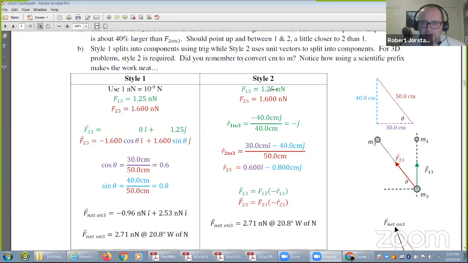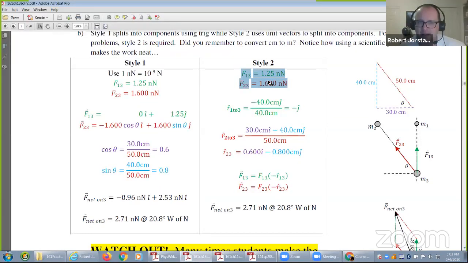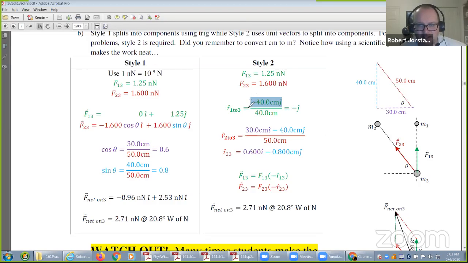style 2, I wanted to focus a little bit on. We get the magnitude the same way, okay? And now, in this case, look what I'm doing here. R1 to 3 hat. That's from 1 to 3. Now look carefully. That minus sign might be bothering you, right? Look, take the time to actually understand this. This minus sign is correct. If I go from 1 to 3, it's in the negative J hat.